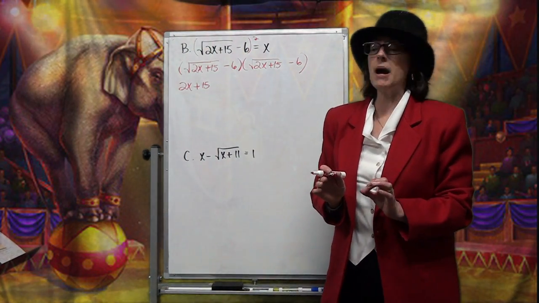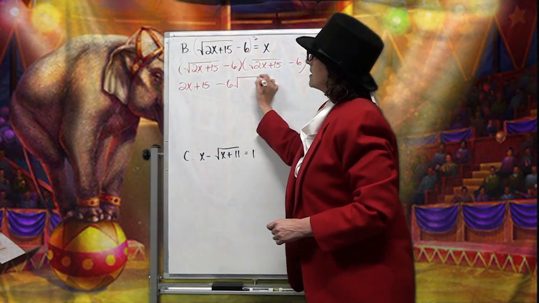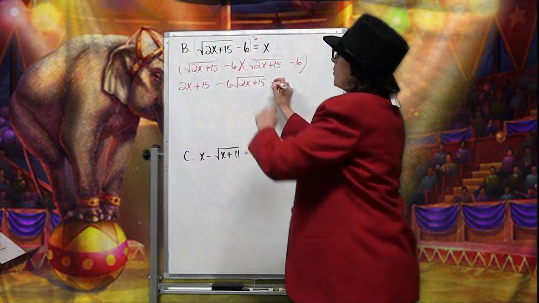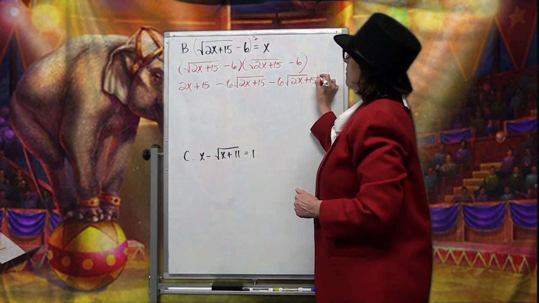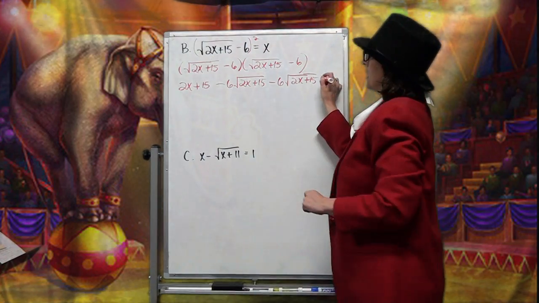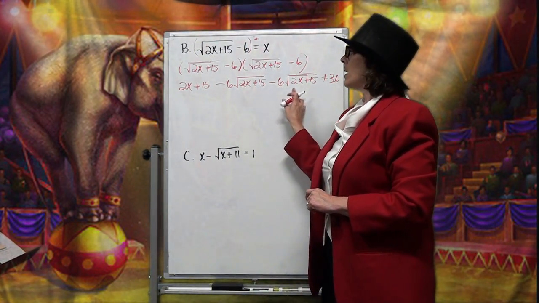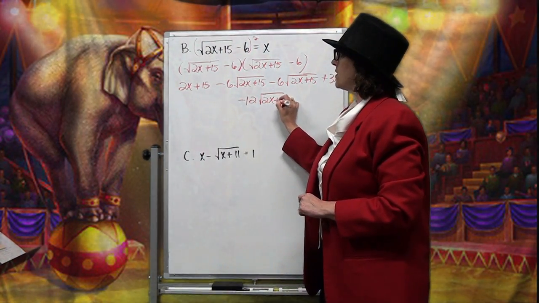Here's where the problem happens. When I do outside here, I get a negative 6 times the square root of 2x plus 15. On the inside, I get another one of those, negative 6 times square root of 2x plus 15. Now in the back, it'll be great. Negative 6 times negative 6 is positive 36. But here's where my problem is. When I combine those, I get a negative 12 times the square root of 2x plus 15.